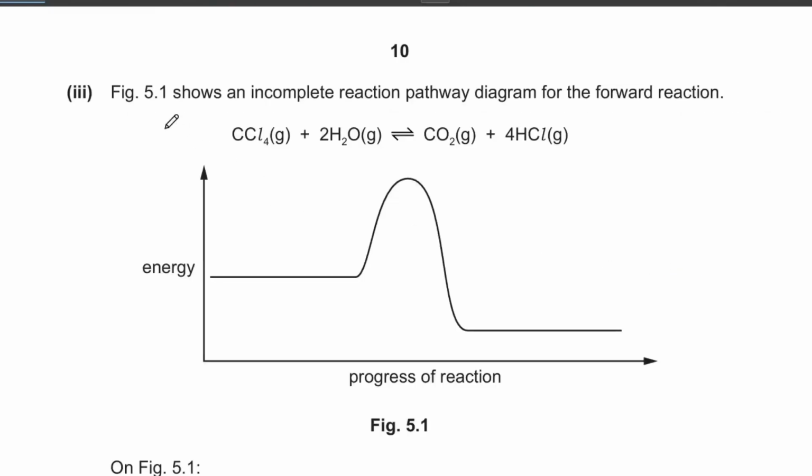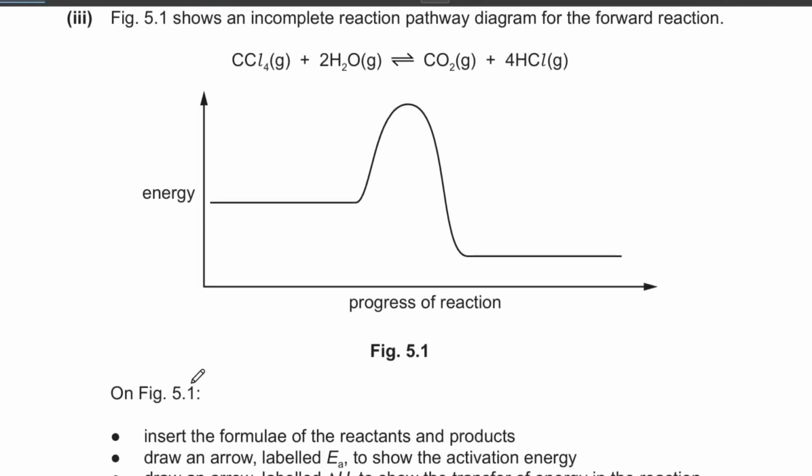Next question. Figure 5.1 shows an incomplete reaction pathway diagram for the forward reaction. This is our forward reaction. So on figure 5.1, insert the formula of the reactant and product, draw an arrow labeled EA, which is activation energy, to show the activation energy. Okay. Draw an arrow labeled ΔH to show the transfer of energy in the reaction.